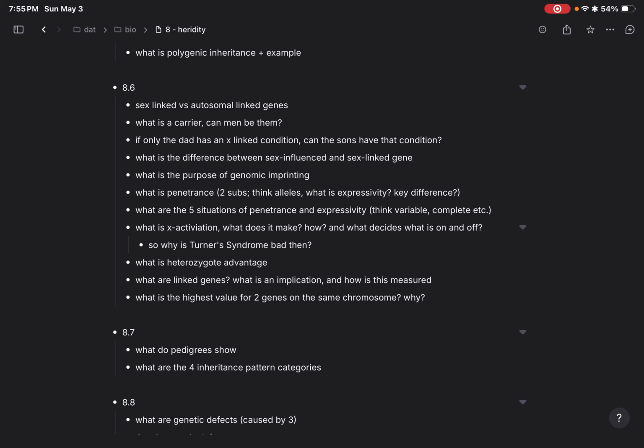If only a dad had an X-linked condition, can the sons have that condition? No, the son cannot have that condition, because the dad will only provide the Y chromosome to the sons. The X chromosome will be given from the mother. So a dad cannot give an X-linked condition because the dad's only responsible for giving the Y chromosome. What is the difference between sex influence and sex-linked genes? Sex influence is based on gender, like short hair or long hair, while sex-linked is on the chromosome. That's the main difference, I guess.